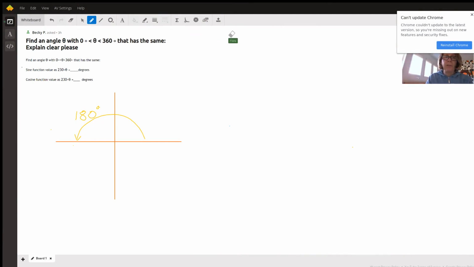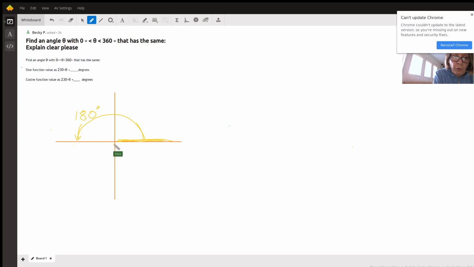Becky, you asked to find the angle theta, with theta between 0 and 360 degrees, that has the same sine function as the angle 230 degrees. Well, let's remember 230 degrees. Remember, we always start measuring our angles from the first quadrant in the x-axis. So if we go around here, we're at 180. We need to go an additional 50 degrees to get to 230.